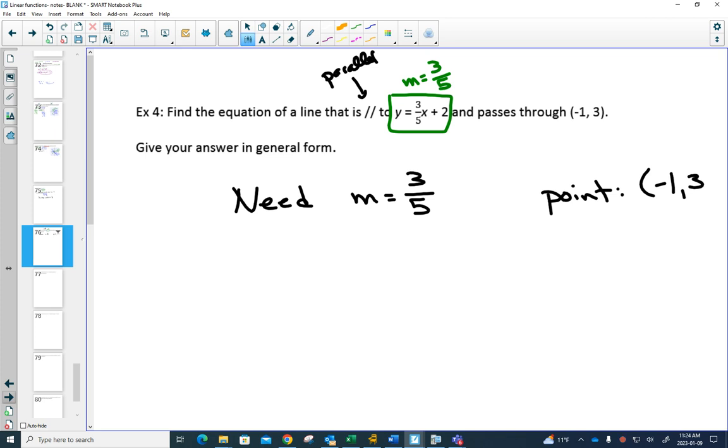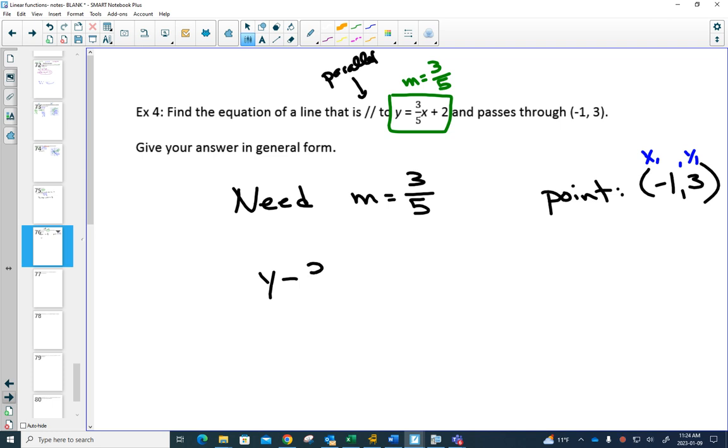So we've got our slope, and look, they gave us a point. That was given to us. (-1, 3). And we have to find it in general form. So when you have a slope and a point, your starting point is either y equals mx plus b or the point slope form. Both are going to be fine. I'm going to use the point slope form this time. So I'm going to use y minus, this is my y1, oh sorry, x1, this is my y1.